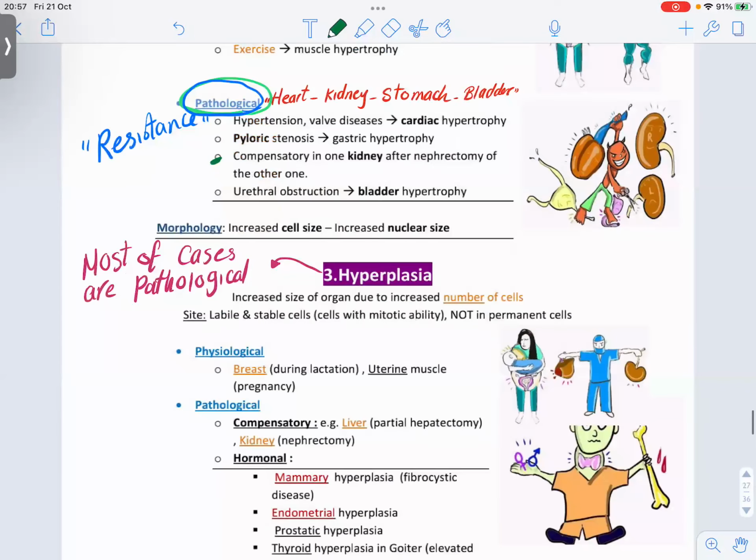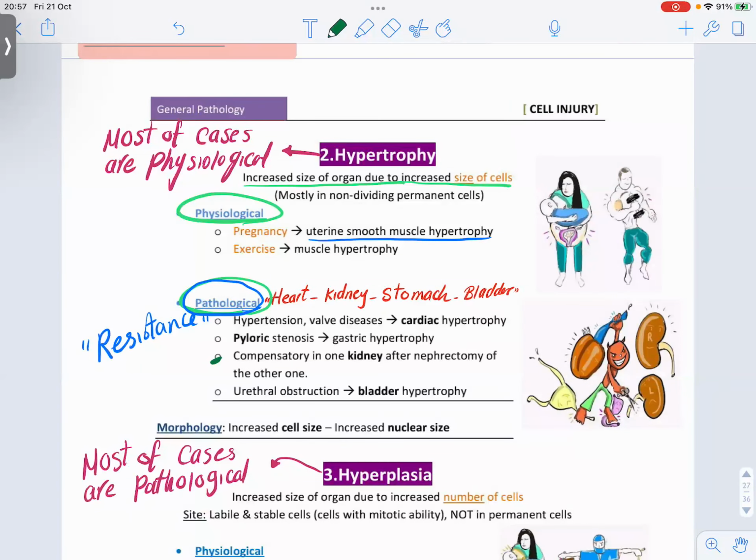So now we finished hypertrophy. We said that hypertrophy is an increase in size of the organ due to increase in size of cells. We have physiological and pathological. Physiological in muscle, in uterus, in breast. Pathological is related to resistance. When the heart gets a resistance, the heart muscle will start to be hypertrophied to be able to pump the blood against this resistance.